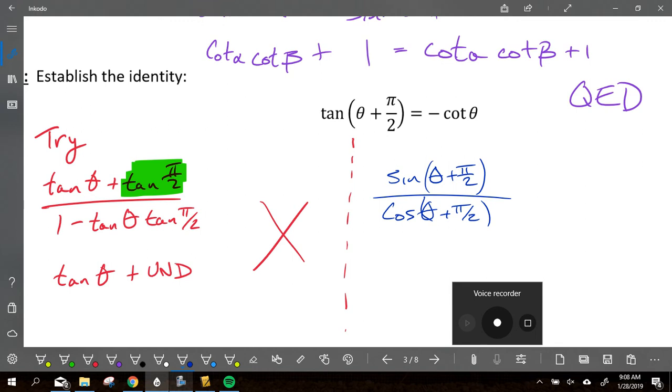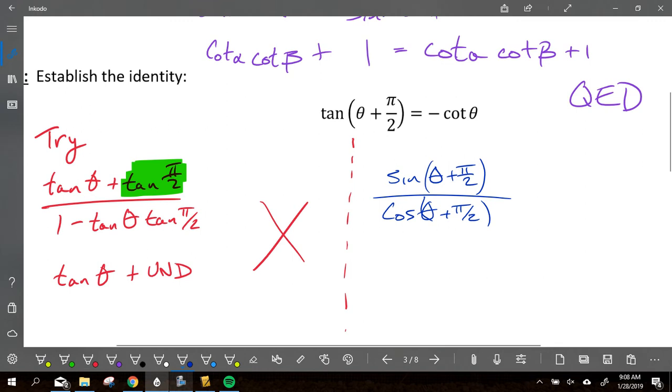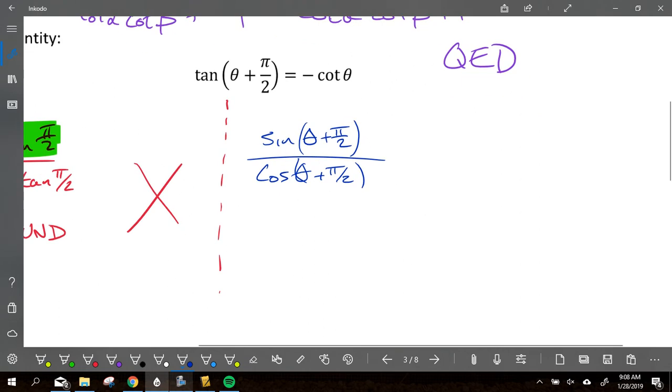So once I've set that up, where do you think we're going to head next? Sum and difference identities still. We're going to keep applying those and go. Take another second here with your neighbor. Apply those identities. Get it equal to negative cotangent.